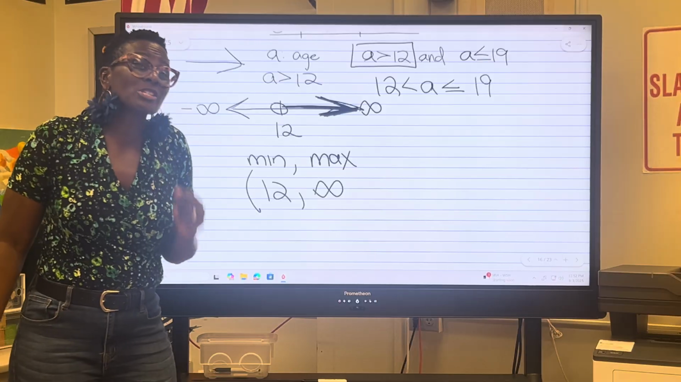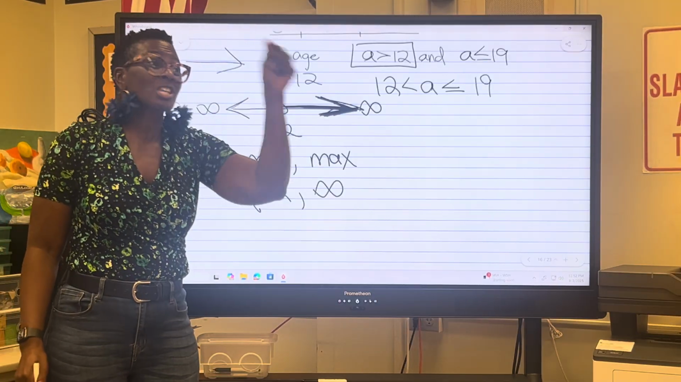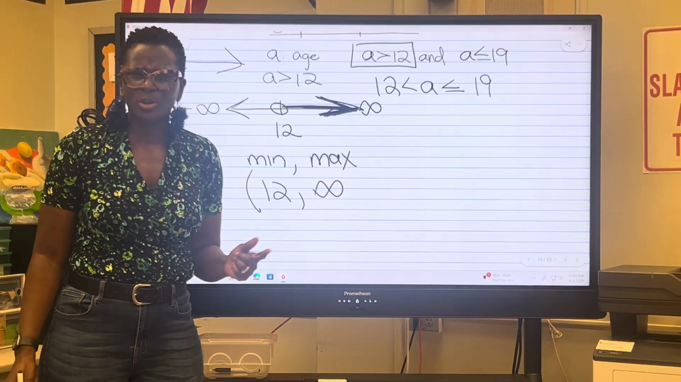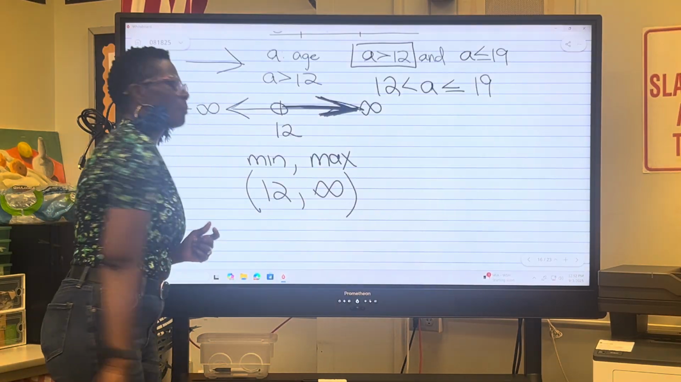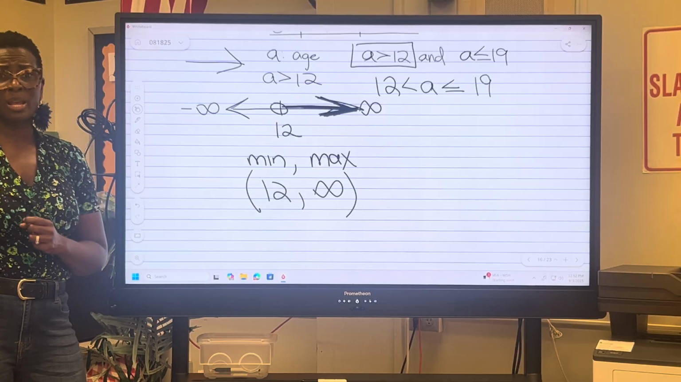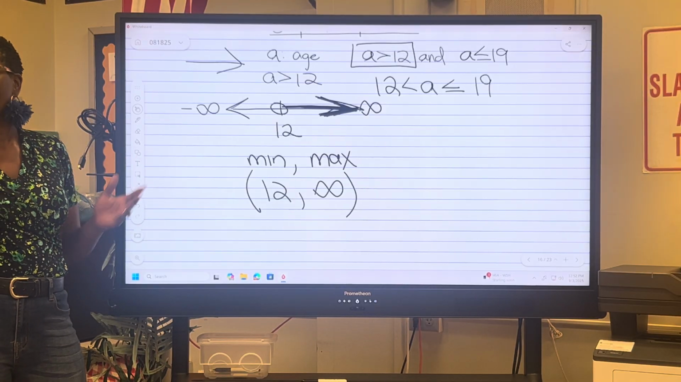So we never use an inclusive sign. We never use a closed circle. We never use a bracket for infinity because it's not a real number. What are we going to use? Parentheses, not included. It's any number to infinity, but that's not a real number, that's like non-stop.